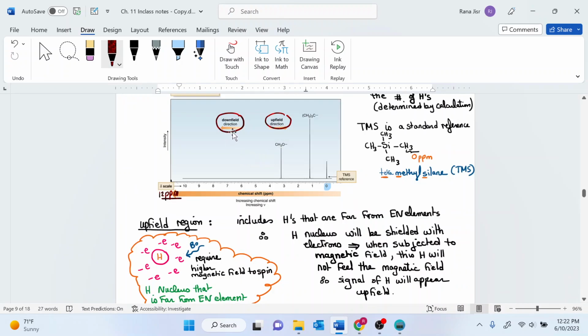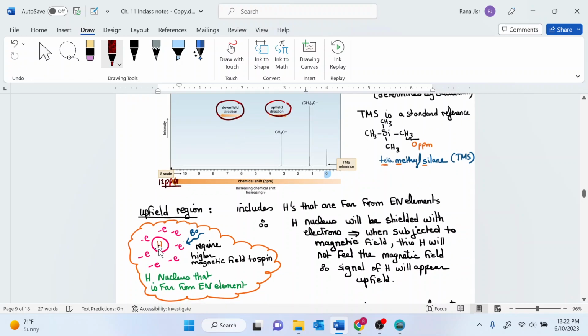So let's explain the theory behind the upfield and the downfield region. Let's say, for example, you have your hydrogen nucleus that is spinning. Now, a nucleus, because of the Earth's magnetic field, does have a spin. They do exhibit a spin whether there is an external magnetic field or not. They are spinning.